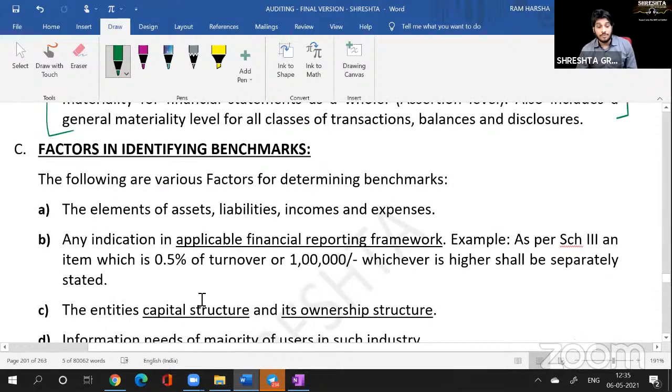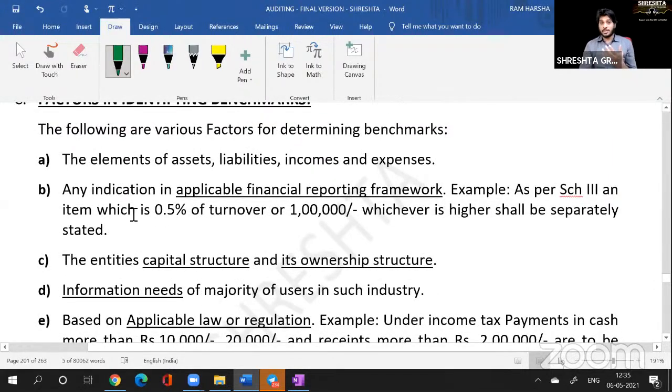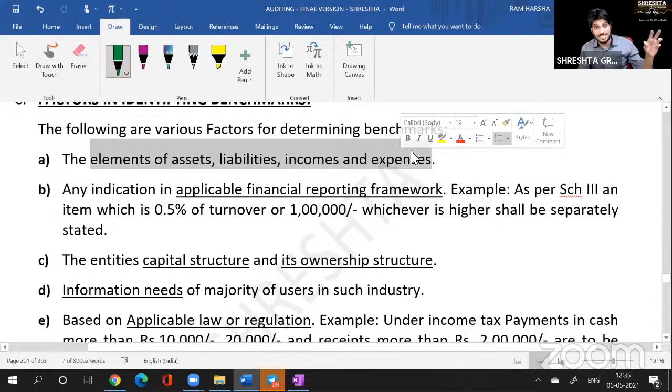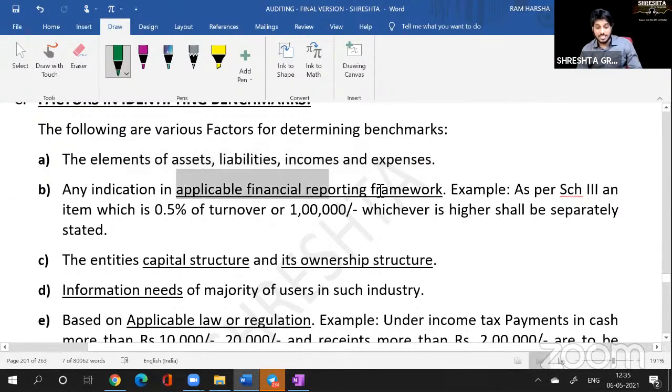How do I know, sir, which benchmark is suitable, which benchmark is correct for an organization? It's a judgmental issue. However, there are some factors. What are the elements of assets, liabilities, income, expenses? Look at the assets nature, liabilities nature, all that. For every organization, the nature of assets are different. Nature of liabilities are different. Is there any indication in applicable financial reporting framework? Is there any clue in the framework?